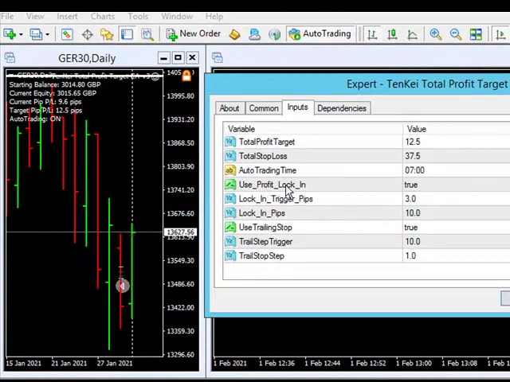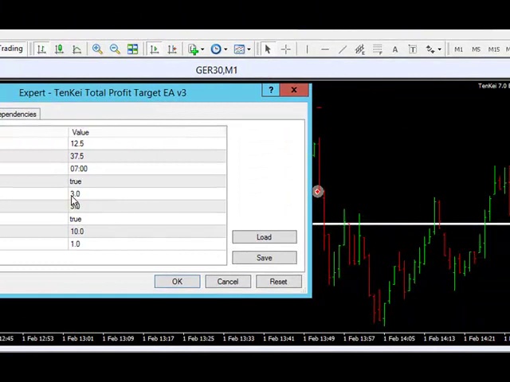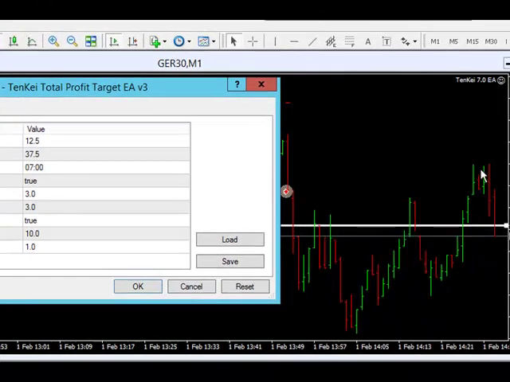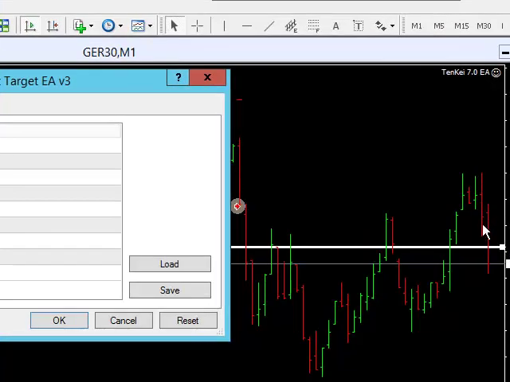So this use profit lock-in set to true says yes, I want to lock in profits. This lock-in trigger says yes, once it gets to 3, that's the trigger to lock in those profits. And this last section here, the lock-in pips, we can set to 3 as well. So once it goes up 3 points, it will trigger at 3, it will lock in 3. It may continue going up and up and up, but when it comes back down, you've at least saved 3 points. That's that point for now.